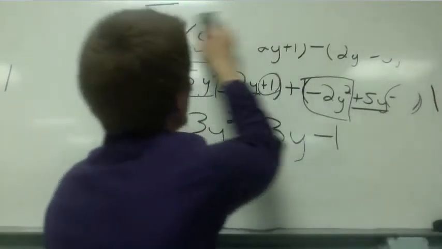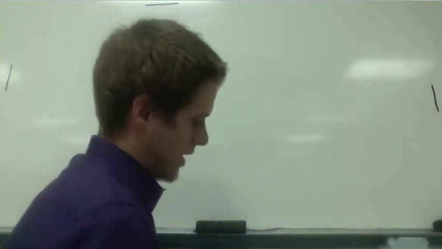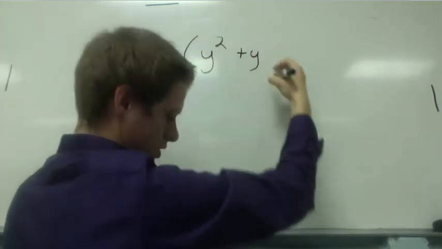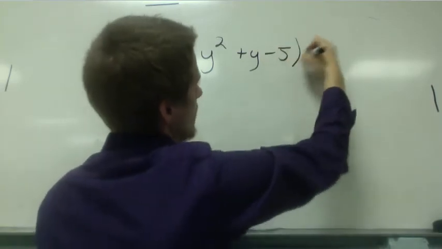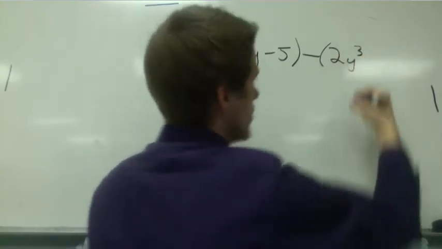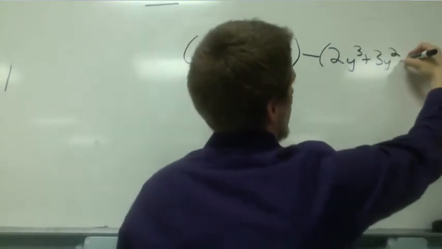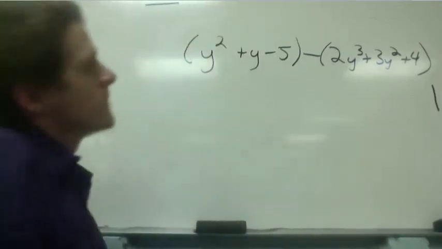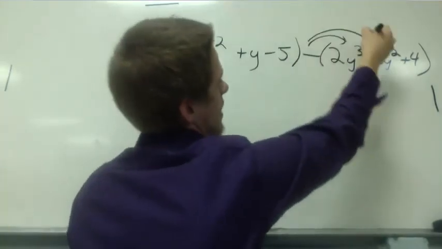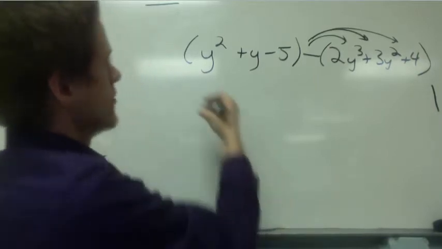Alright, I've got one more subtraction problem for you to try. Let's take a look at this one. Y squared plus y minus 5 minus 2y cubed plus 3y squared plus 4. So again, if you have a different strategy, feel free to use it, but I always distribute that negative sign and I change this into an adding polynomials problem. It makes it a lot easier for me.